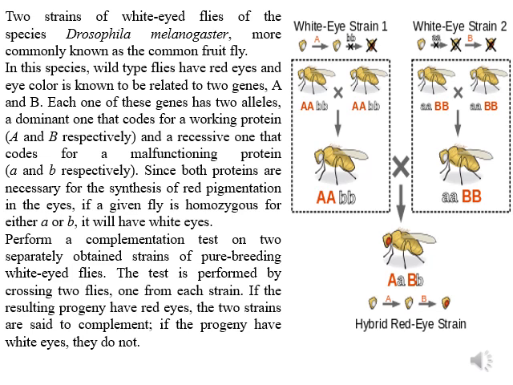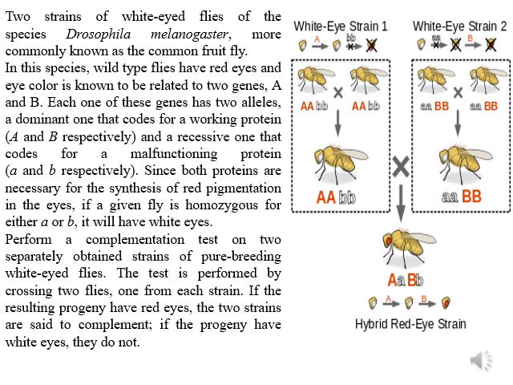So capital A represents the wild type of the gene, small a represents the mutant of the gene. Similarly, small b is the mutant. So in strain 1 it is wild type for the gene A and the mutant for the gene B, the recessive one. In strain 2 again, A is mutated, B is a normal gene. Each of these genes has two alleles.